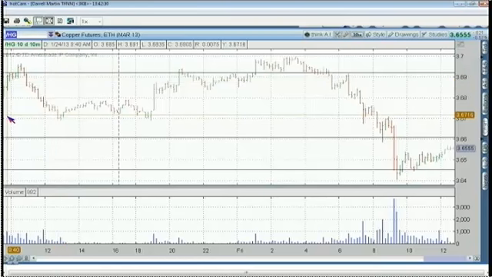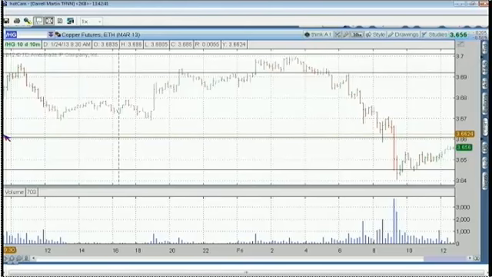And you're looking for it to break and close below it, by the way. So not just hit it, but close below it. Pardon me. On the downside. On the upside, you're looking for it to close above it. And then looking on over to corn.